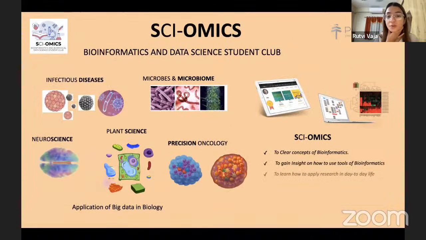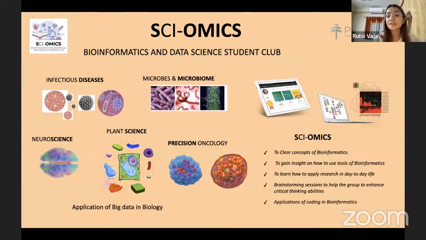What do we do at Sci-Omics Student Club, and how are the topics that we take guided into ways to make students easily understand basic bioinformatics? So we cover topics of infectious diseases, microbes and microbiomes, precision oncology, plant sciences, neuroscience, and together with these topics, we help students learn how to apply big data in biology. One of the main goals of Sci-Omics Club is to help students clear concepts of bioinformatics. Not only this, but we also help them to learn basic insights about the tools of bioinformatics and how to apply them in real-life research projects.